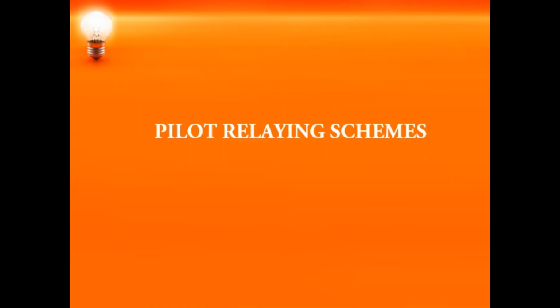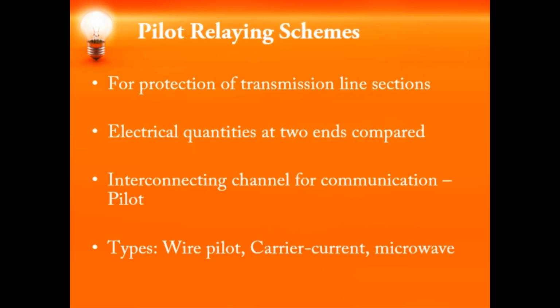Welcome, you all. In this session, let us see pilot relaying schemes. Pilot relaying schemes are mainly used for the protection of transmission line sections. These fall into the category of unit protection. Unit protection means there is only one protection zone; you don't have another zone of protection.